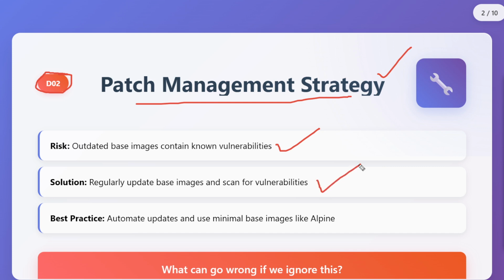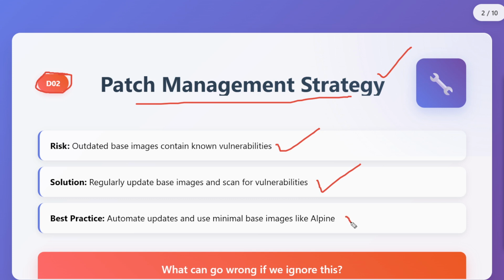The solution was that we need to regularly update the base image and scan for vulnerabilities. This solution is proactive, where we need to update the base image regularly. Don't just build the image once, forget it, and use it. Use vulnerability scanners like Docker Scout, Trivy, which scan the Docker images, and if any known CVEs are found, they will be highlighted.